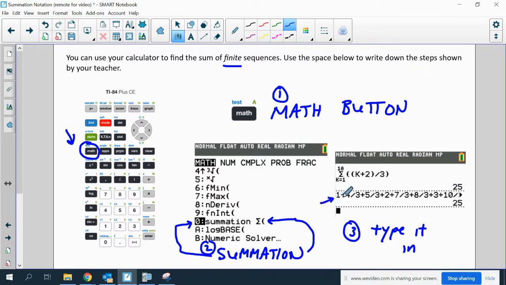Also notice if I typed it all in, 3 over 3, 4 over 3, 5 over 3, 6 over 3, 7 over 3, 8 over 3, 9 over 3, and so on, all the way until I got to 12 over 3, I would also get 25. So it's way easier to just use the summation notation.